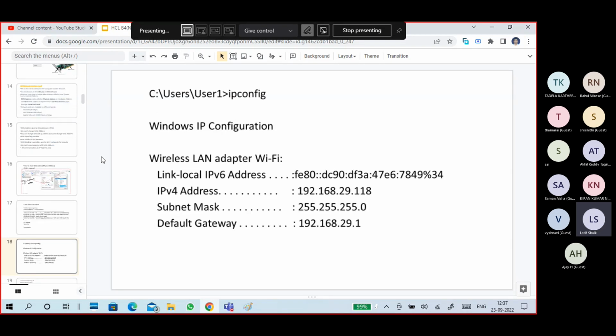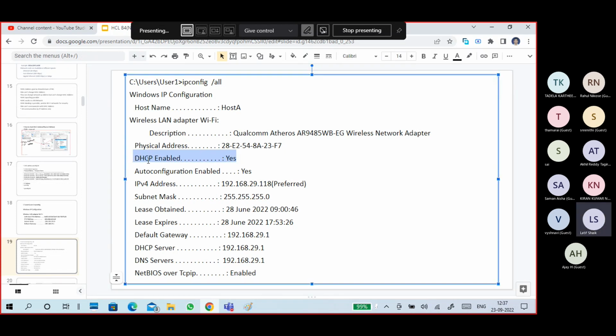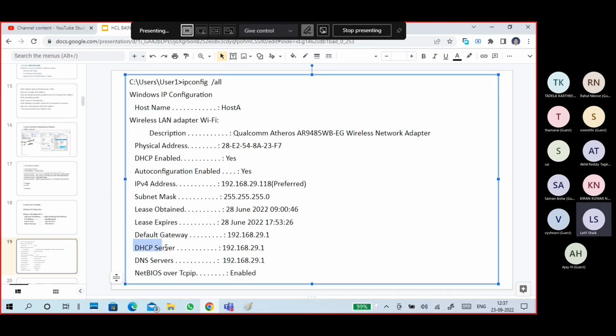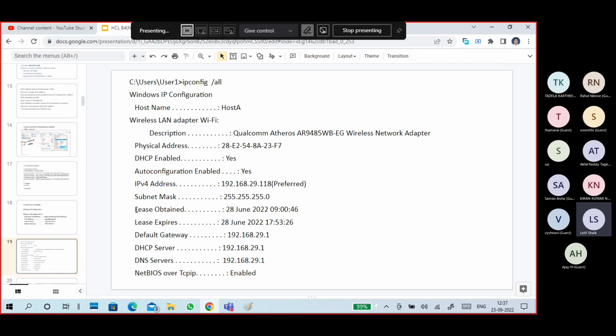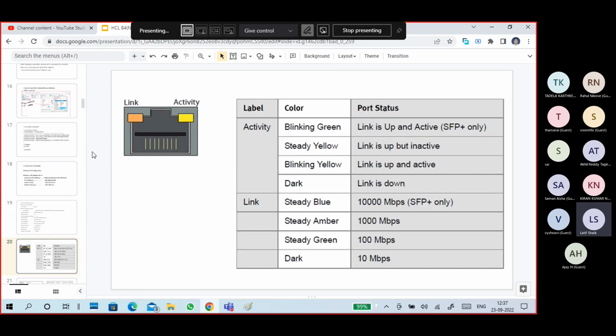Of course, you know how to check the IP address: ipconfig and ipconfig /all also show an IP address. If it shows DHCP enabled, it means you got the IP address from a DHCP server. If it shows enabled no, it means the IP address is configured manually. If you got the IP address from a DHCP server, it also shows the DHCP server address, lease obtained, and lease expiry, mainly, guys.